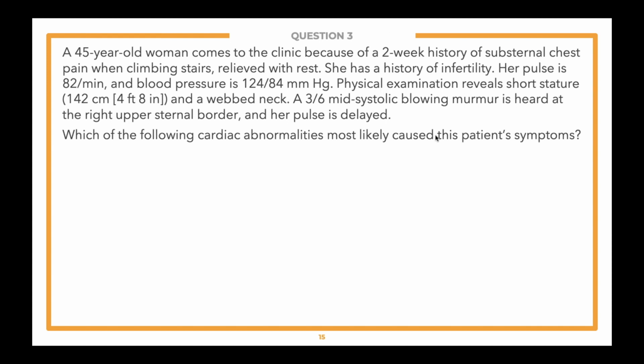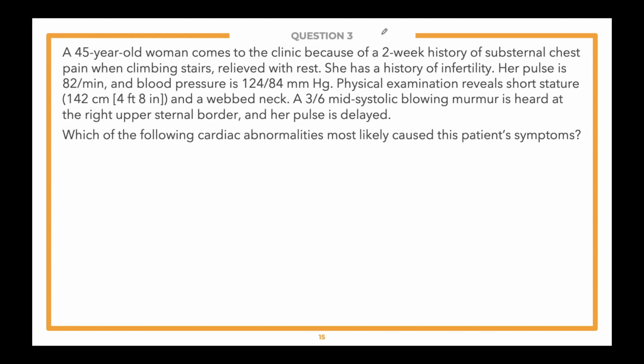All right, I see some responses coming in. Let's take a look at that. A 45-year-old woman comes to the clinic because of a 2-week history of substernal chest pain when climbing stairs, relieved with rest. She has a history of infertility. Her pulse is 82 per minute, and blood pressure is 124/84. Physical examination reveals short stature, 142 centimeters or 4 feet 8 inches tall, and a webbed neck. A 3/6 mid-systolic blowing murmur is heard at the right upper sternal border, and her pulse is delayed. Which of the following cardiac abnormalities most likely caused this patient's symptoms?